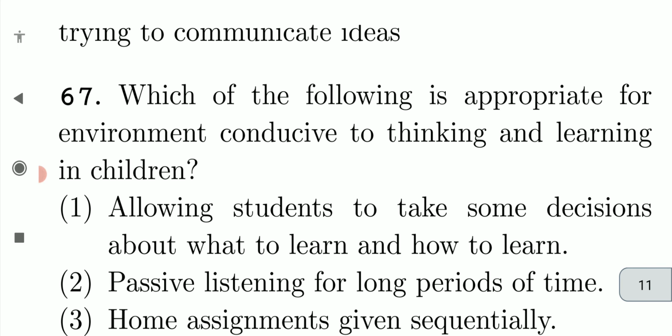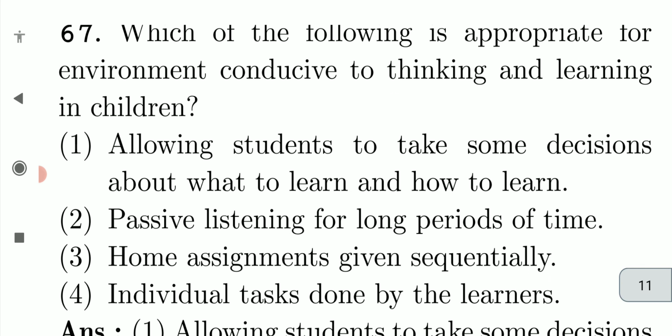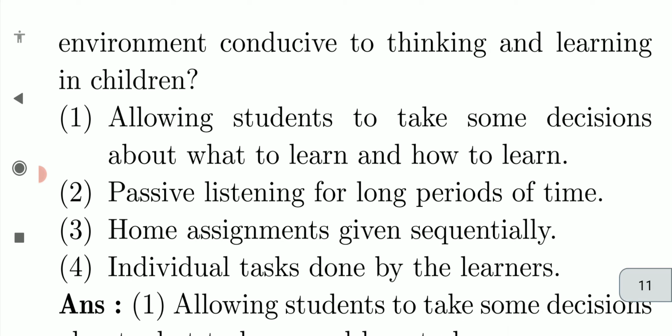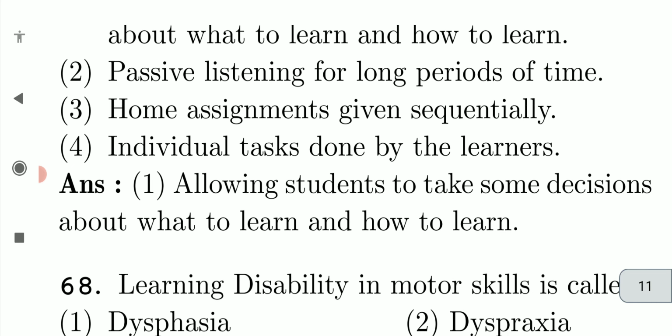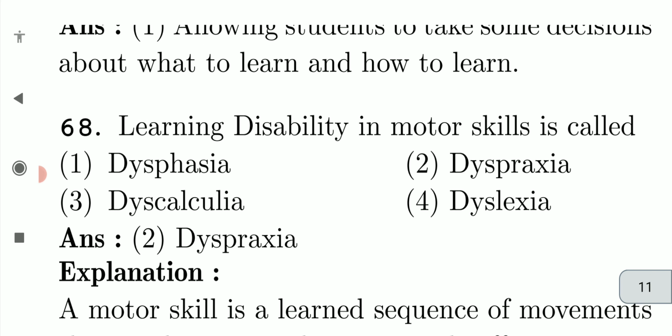Which of the following is appropriate for an environment conducive to thinking and learning in children? Allowing students to make decisions about what to learn and how to learn.